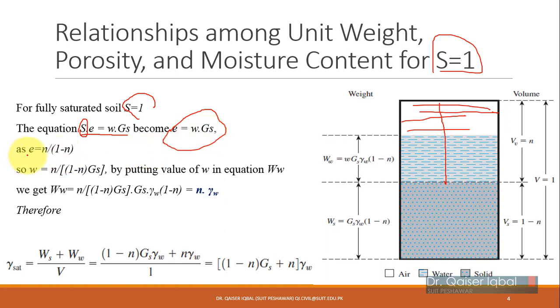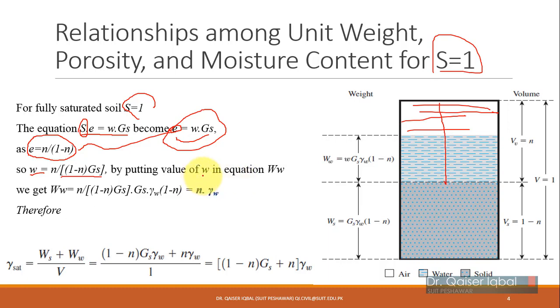Now we also know from the very first correlation which we developed that the void ratio is equal to porosity divided by 1 minus porosity, or e is equal to n divided by 1 minus n. In this equation we can replace the value of e using the right hand side of that equation. If we keep Gs on the other side, moisture content w will be equal to e divided by Gs, while e is equal to n divided by 1 minus n. So w is equal to n divided by (1 minus n) times Gs, all of this in the denominator.